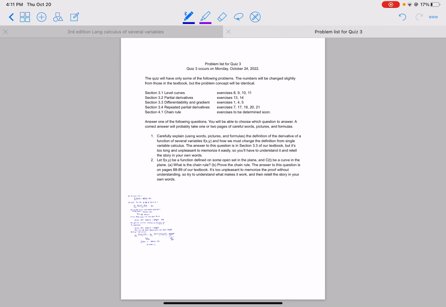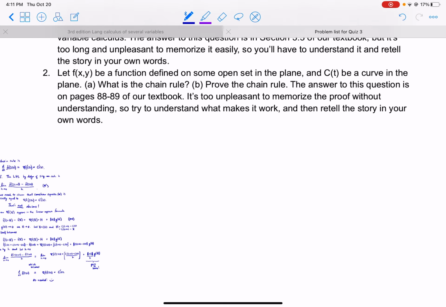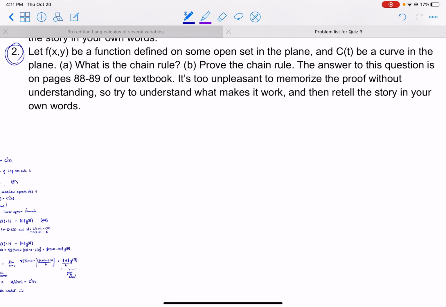Okay, hi everybody. So let's prove the chain rule. Let's do this one. Let f of x, y be a function defined on some open set in the plane, let's say, and c of t be a curve in the plane. A, what is the chain rule?